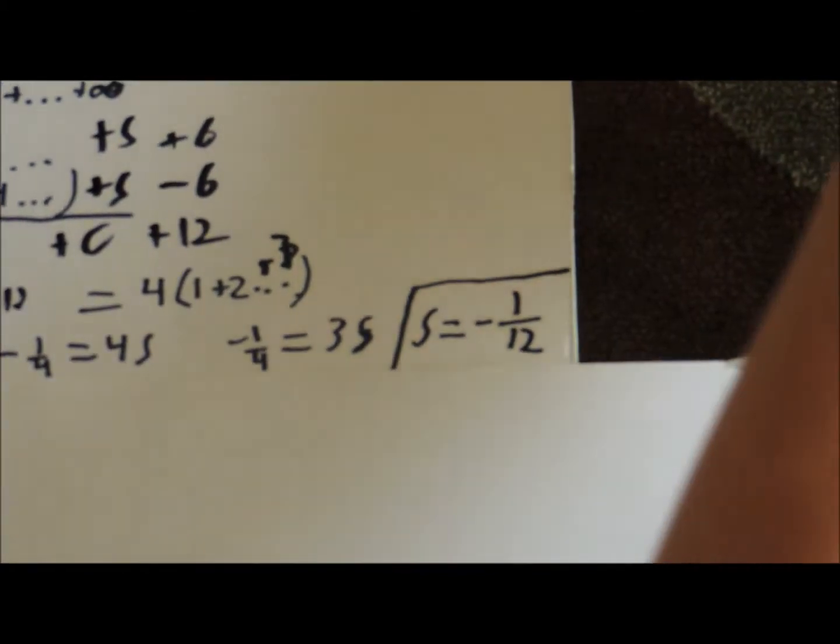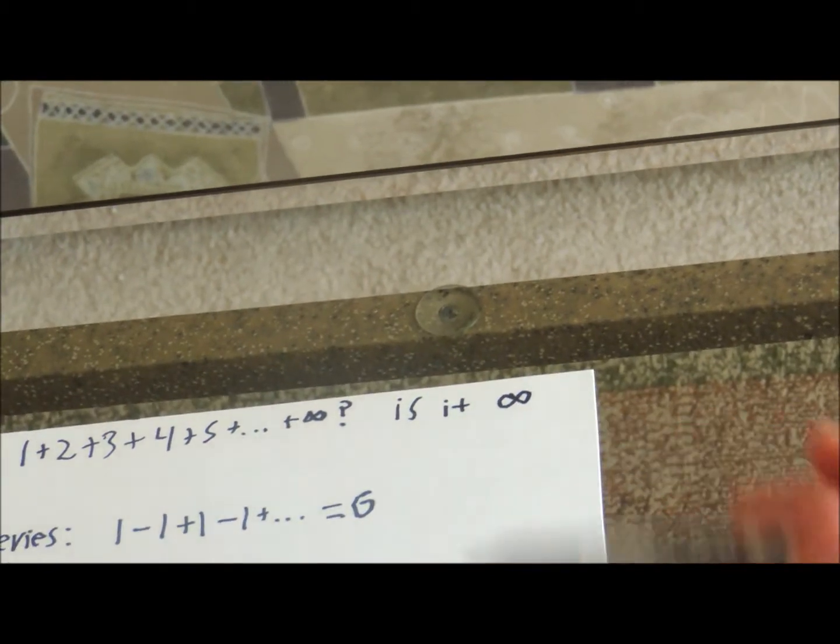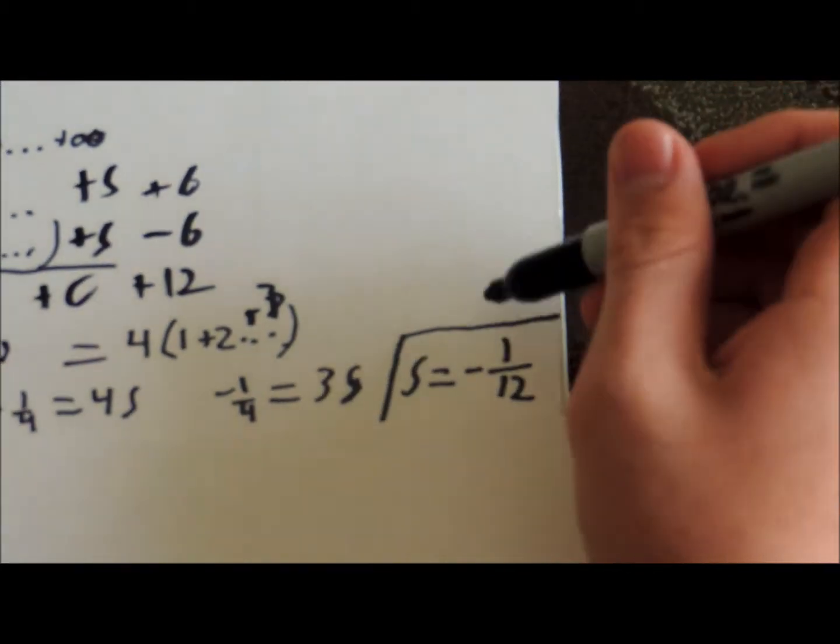This means that our myth is busted. It is not equal to infinity. The sum of all natural numbers is equal to negative 1 over 12.